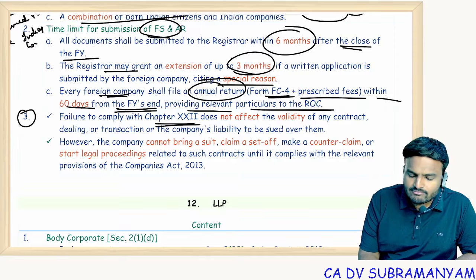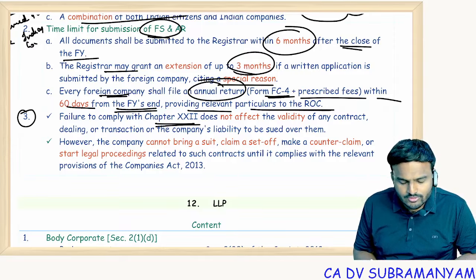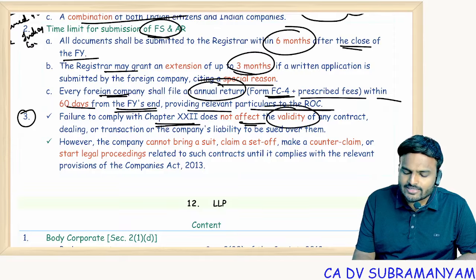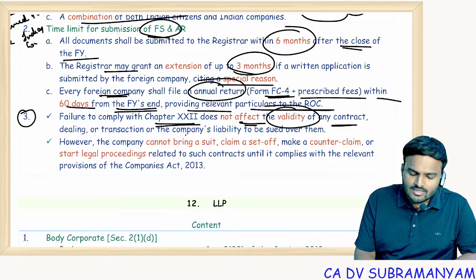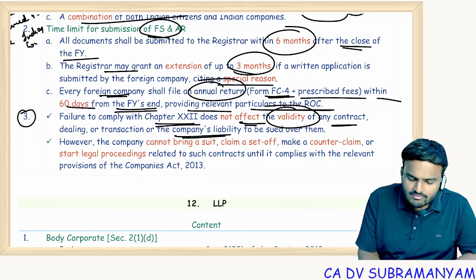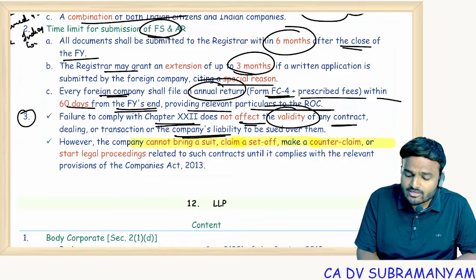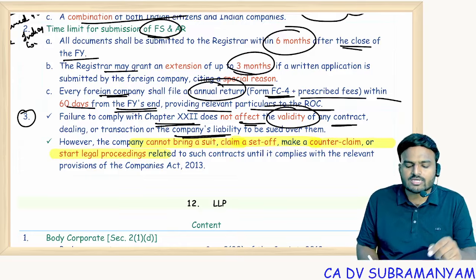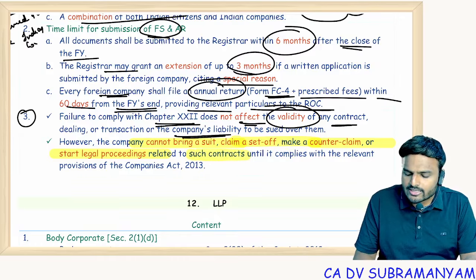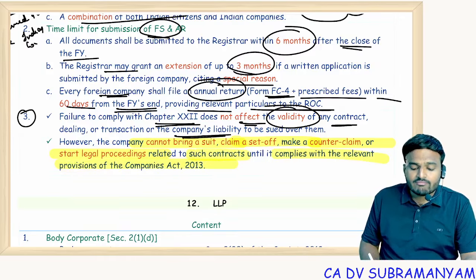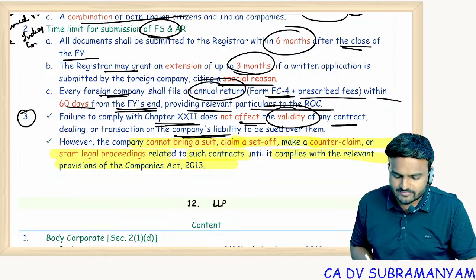Failure to comply with chapter 22 does not affect the validity of the contract. Contract is valid. Company is still liable. However, company cannot bring a suit, cannot claim a set off, company cannot make a counterclaim, company cannot start legal proceedings related to such contracts until it complies with the relevant provisions of Companies Act 2013.